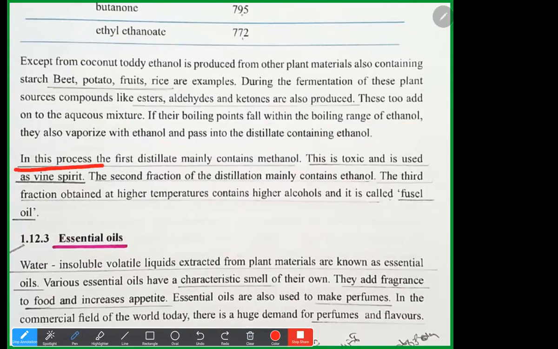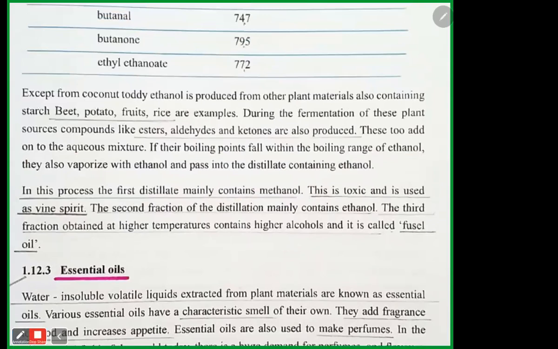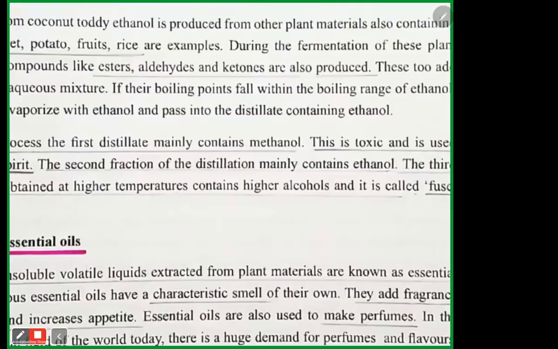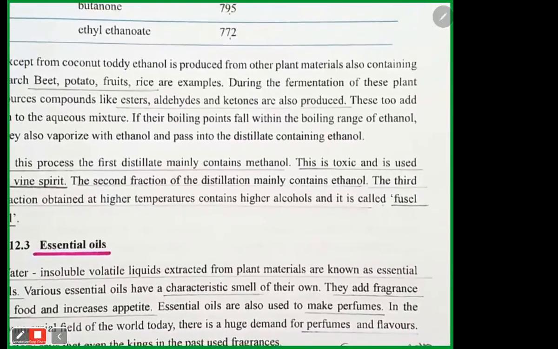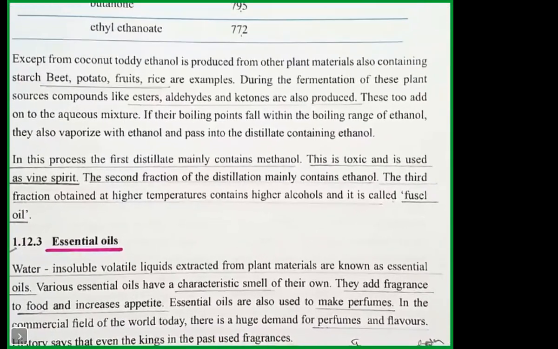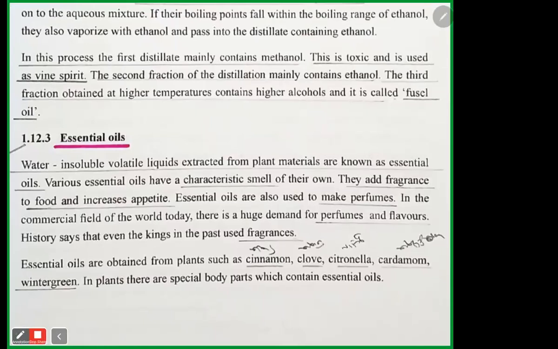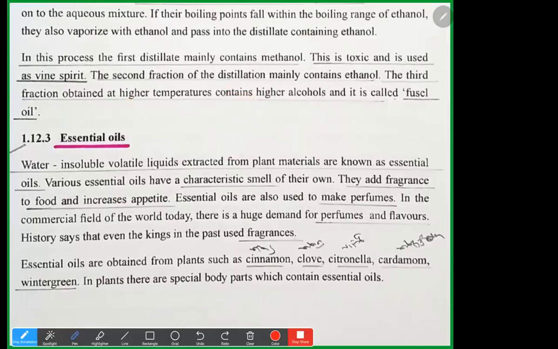In this process, the first distillate mainly contains methanol because the lowest boiling point belongs to methanol. This is toxic and is used as wine spirit. The second fraction of the distillation mainly contains ethanol.